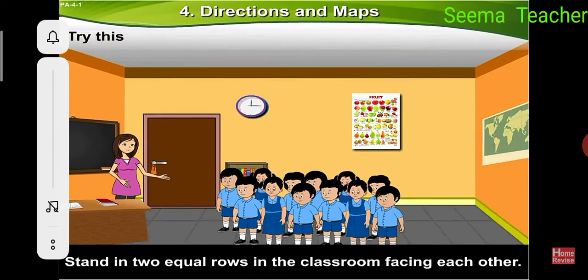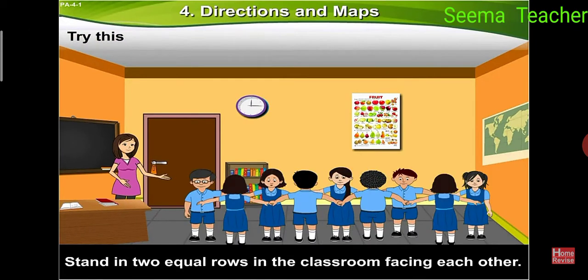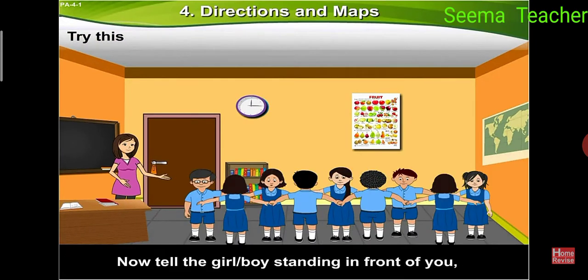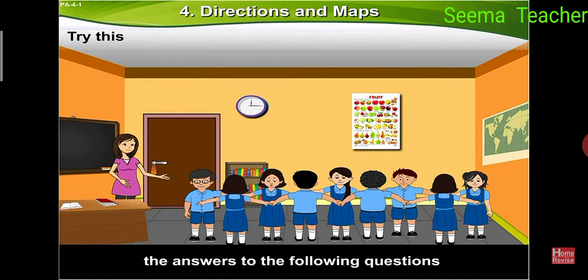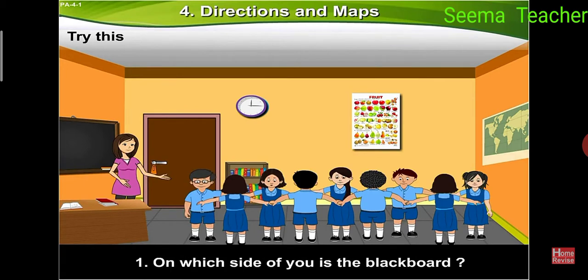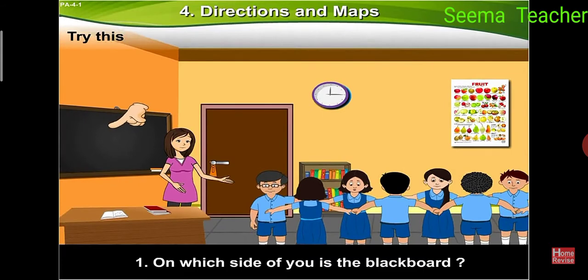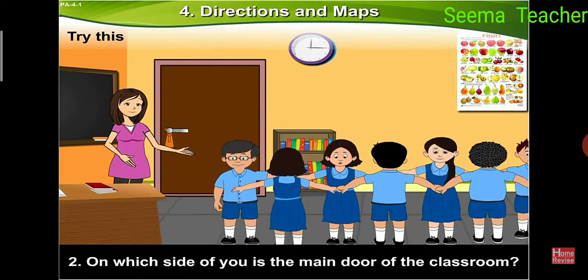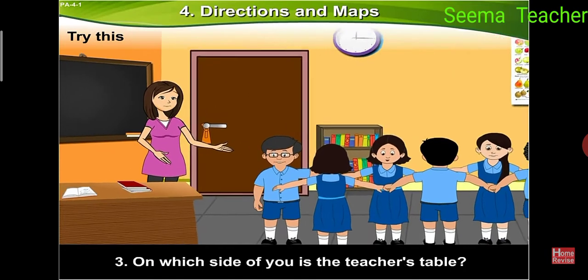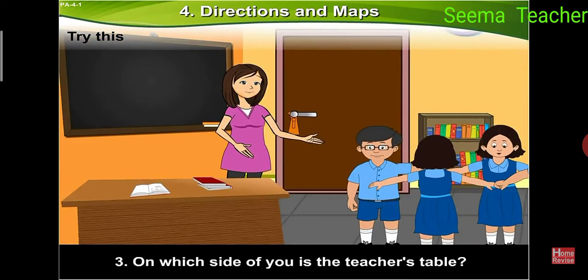Stand in two equal rows in the classroom facing each other. Now tell the girl and boy standing in front of you the answer to the following questions. On which side of you is the blackboard? On which side of you is the main door of the classroom? On which side of you is the teacher's table?